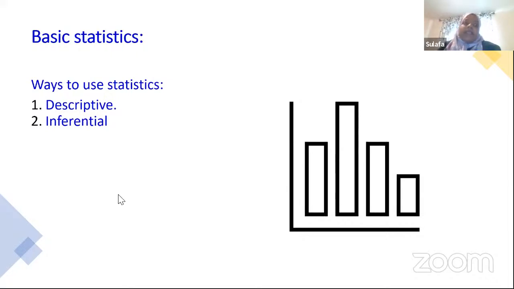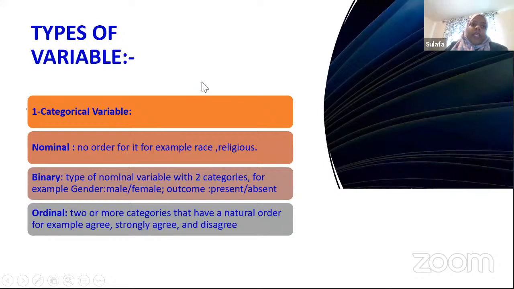So in general, basic statistics have two ways to be used, either descriptive or inferential. I would like to start with the types of variables so we can understand how we will use the basic statistics in SPSS. We have categorical variables and numerical variables. The categorical variable has many subgroups: nominal, binary, and ordinal.